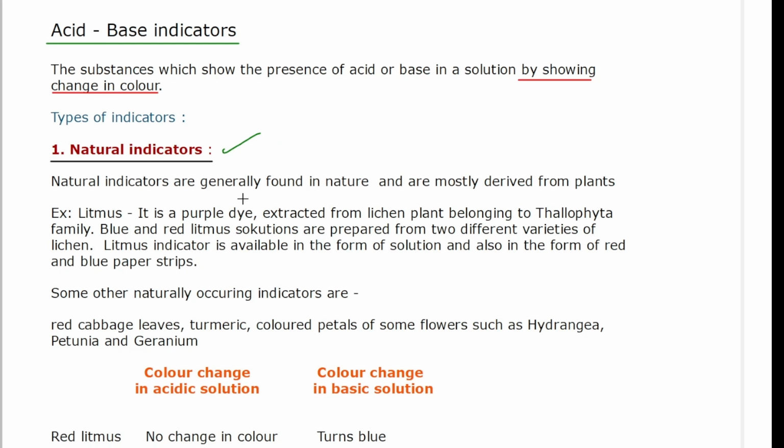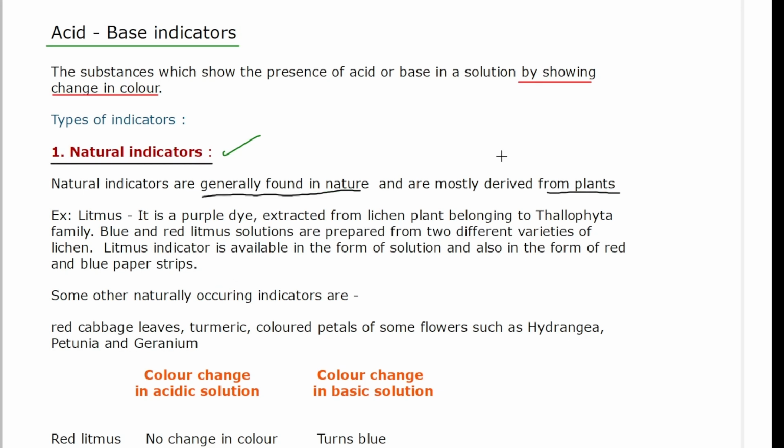Natural indicators are generally found in nature. They are mostly derived from plant sources. Example, as we have seen earlier also, litmus is a purple color dye. This litmus is extracted from the lichen plant, which belongs to the Thallophyta family. There is availability of blue and red litmus solutions, which are prepared from two different varieties of lichen.